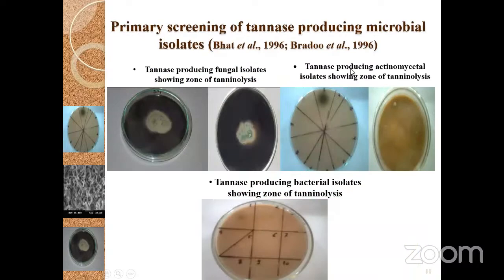So the primary screening of the tannase producing microbial isolates was carried out first of all with the help of the plate method. And you can see here the isolates which are showing a clear zone of tanninolysis. We can call them tannase producers. Here you can observe tannase producing fungal isolates showing the zone of tanninolysis. These are the actinomycetal isolates showing the zone of tanninolysis, and the same thing with respect to the bacterial isolates.